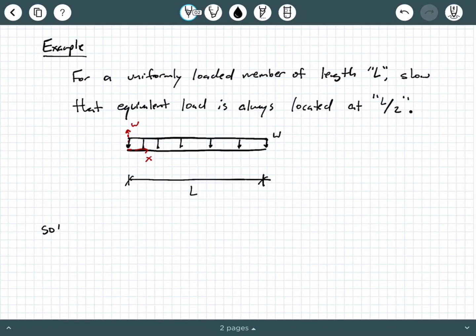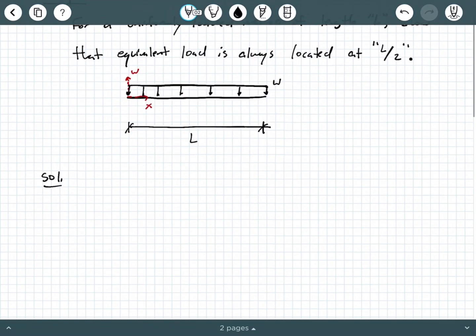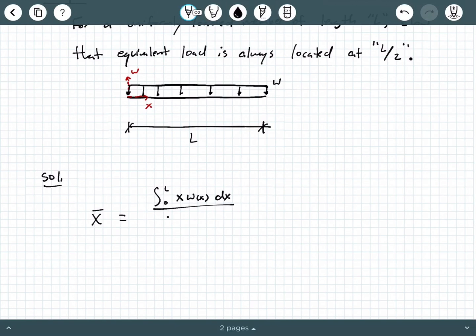So let's go ahead and look at this solution, okay? So our centroid calculation is x bar, and that equals the integral from 0 to L of x times w as a function of x, dx, all divided by the integral from 0 to L of w as a function of x.